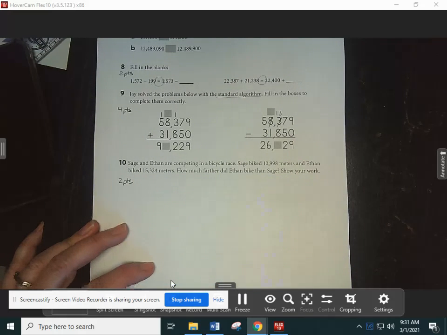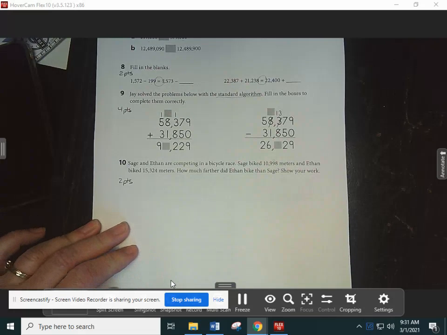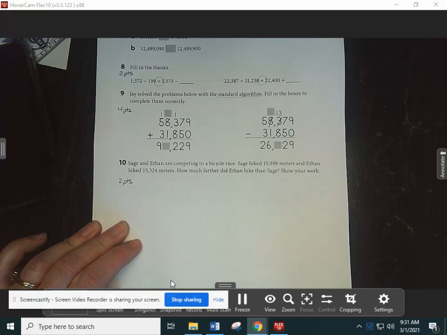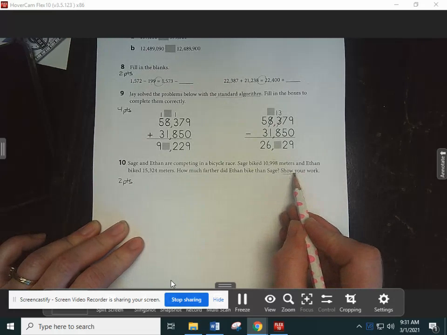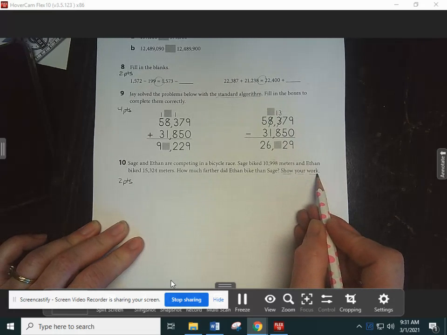So you're going to have to fill in the boxes if you're doing some regrouping. And then number 10, Sage and Ethan are competing in a bicycle race. Sage biked 10,998 meters and Ethan biked 15,324 meters. How much further did Ethan bike than Sage? Show your work.